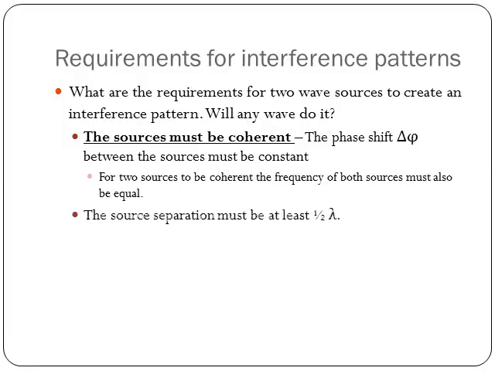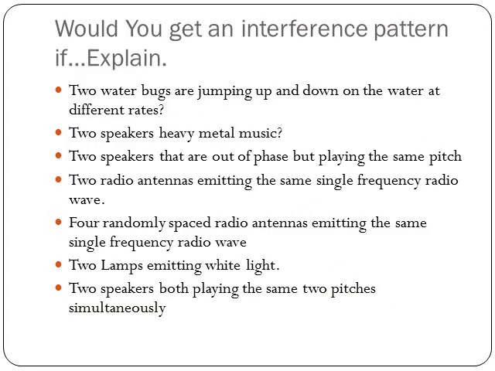Another requirement, and one that we often don't think about, is that the source separation needs to be at least a half a wavelength. Remember, this is because the bigger the source separation, the more interference lines you're going to get, constructive or destructive. And to really get your first destructive interference line, you at least need a half a wavelength difference. So bare minimum, a half a wavelength of source separation.